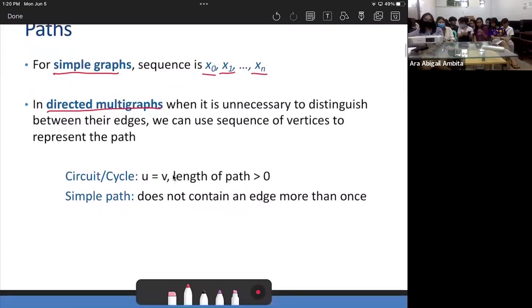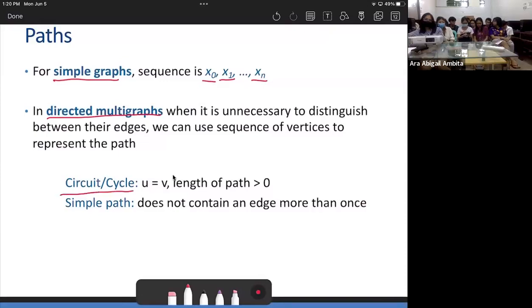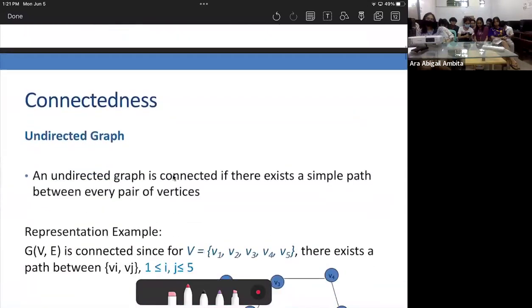Okay, so we have what we call a circuit or a cycle. So dito, meron tayong path. Tapos dito ka nagsimula. This is also the V, the destination. But you can see that U and V are equal. So meaning, kung saan ka nanggaling, dun ka din babalik. So that is your cycle or circuit, and the length of the path is greater than 0. Okay, in a simple path naman, it does not contain an edge more than once.